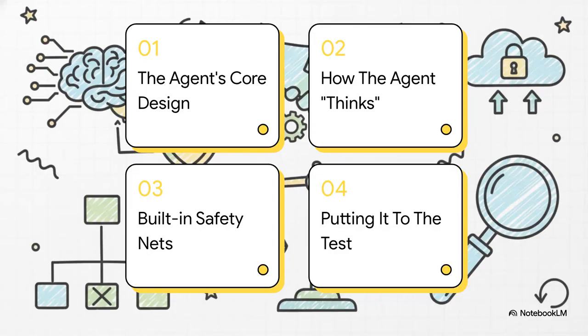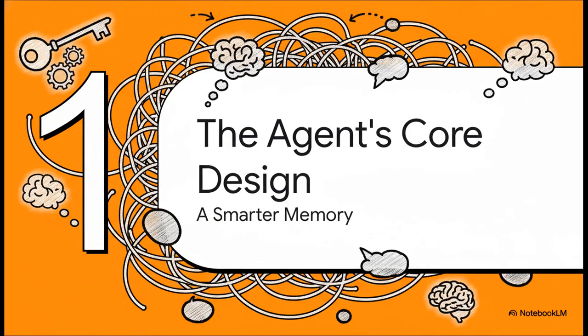So here's how we're going to break it down. First, we'll look at the agent's core design. It's got a really clever way of handling memory. Then, we're going to peel back the curtain and see how it actually thinks in a clear four-step process. After that, we'll get into the really important stuff, the built-in safety nets. And finally, I'll show you how you can actually test it out for yourself. All right, let's kick things off with our first section.